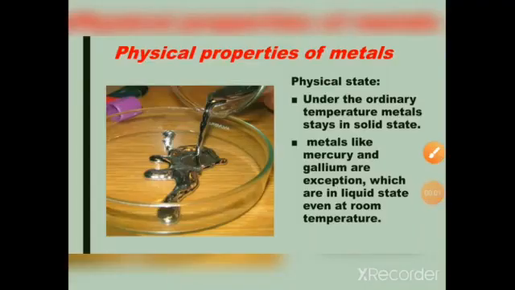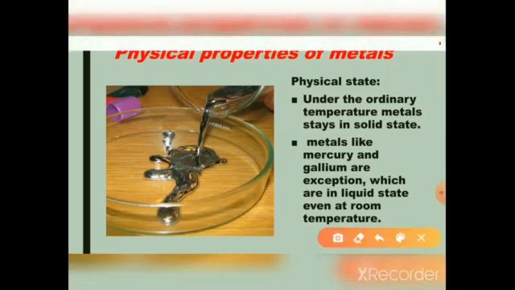Physical properties of metals. Physical state: under ordinary temperature, metal stays in solid state. Metals like mercury and gallium are exceptions, which are in liquid state even at room temperature. So here, if you try to see this picture, it is of mercury and it is in liquid state.